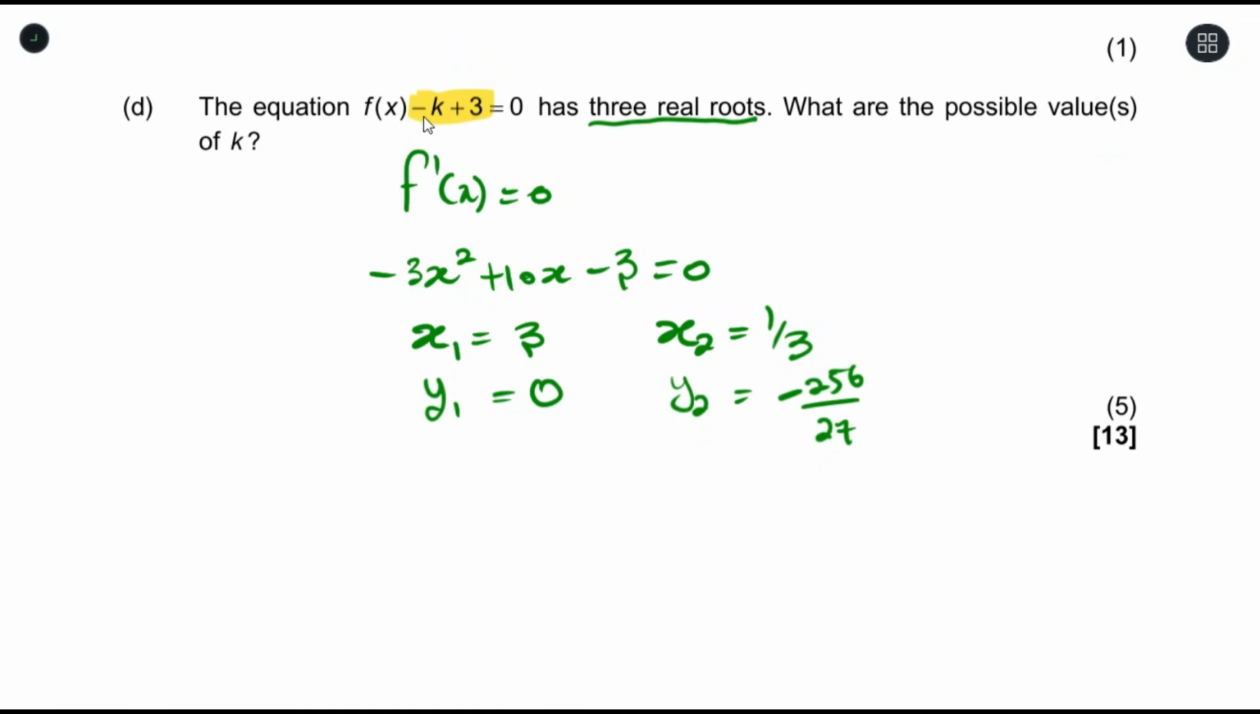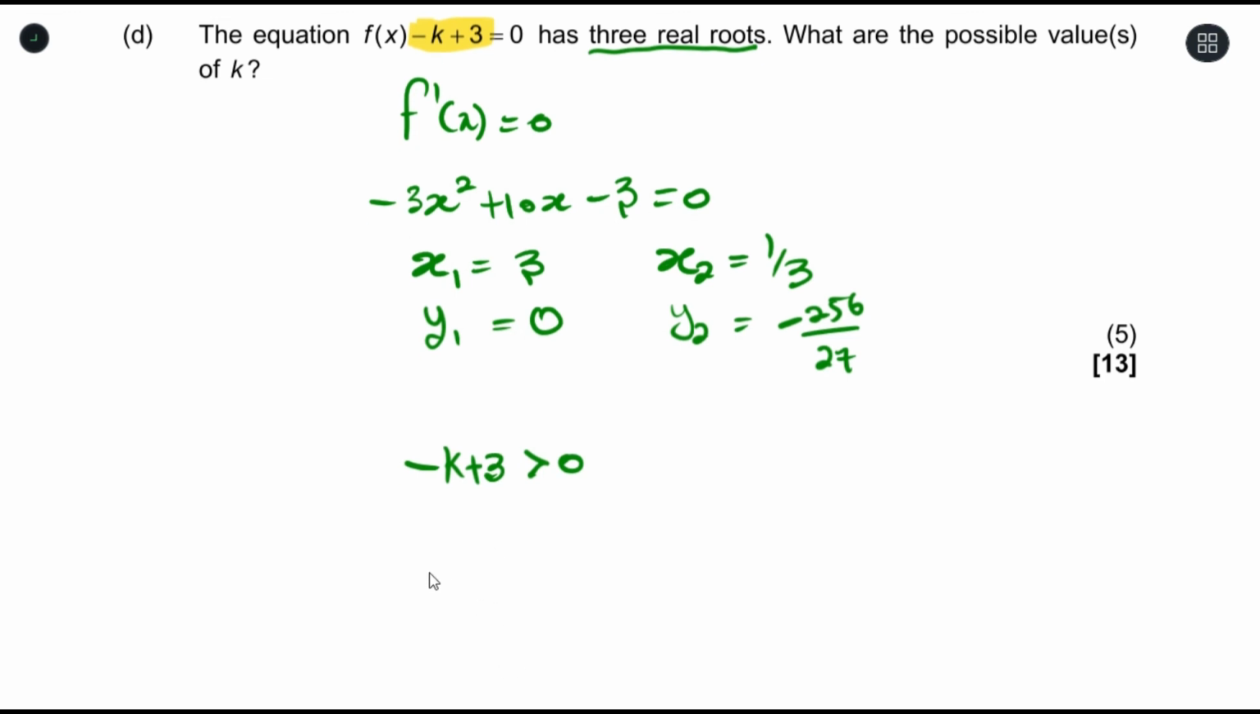Since we said here that negative k plus 3 is the vertical shift, we could actually say that negative k plus 3 must be greater than 0, because we actually need to move it upwards. But there is a limit to this. This negative k plus 3 has to be less than 256/27 units. You cannot move it past that amount of units, or else you go back to just having one real root again, right? So simplifying all this is what it's going to give you.